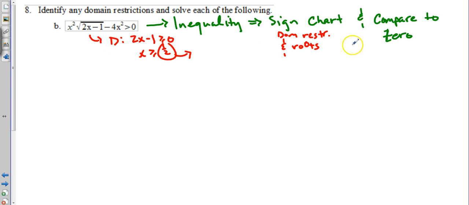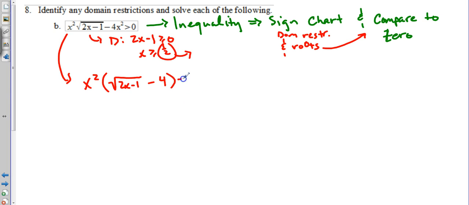All right, so the next thing is we need to go find the roots. In order to find the roots, we need to compare to 0 always. In this particular case, this is already compared to 0. We've got everything on one side. So we want to solve for x or isolate x. What we can do right off the bat is just factor out an x squared. If I factor out an x squared, that means I've got the square root of 2x minus 1 on the inside, minus 4.